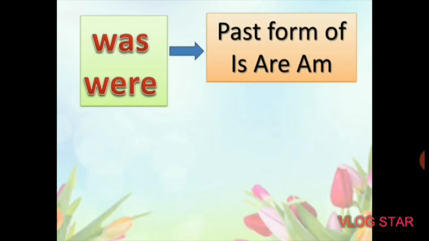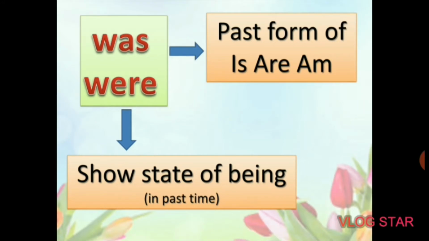Was, were, has, have, had. Here, was, were tell us about the state of being and has, have, had tell us about the possession. Was, were is the past form of is, am, are. And these forms of verb show the state of being in the past time. Or you can say, these verbs tell us about the situation or the conditions of the person, animal or thing in the past time.